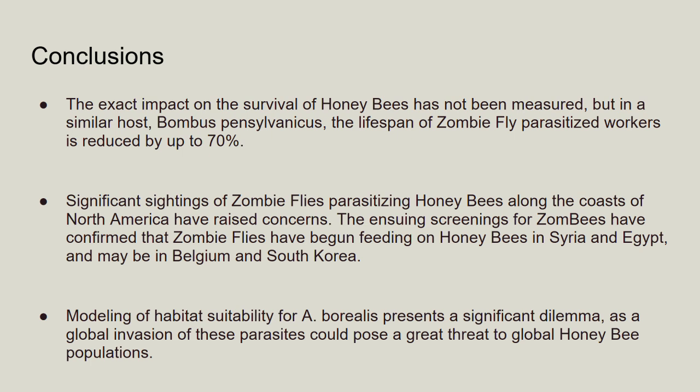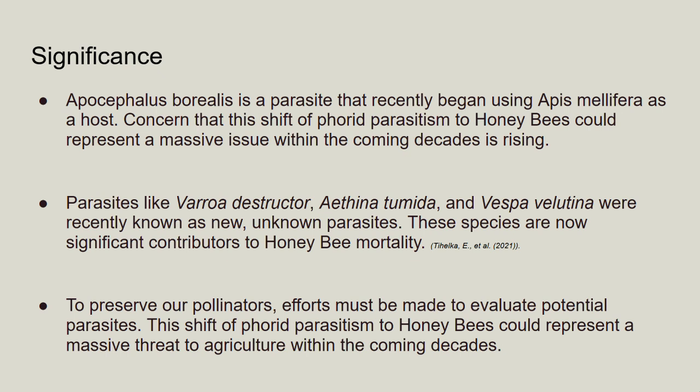Now, the significance of all of this. We know that Apocephalus borealis is a parasite that recently began using Apis mellifera as a host within the last decade, approximately. There's a concern that the shift to parasitizing a colonial organism like honeybees could lead to possible extinction for the honeybee. We know this because parasites like Varroa destructor, Aethina tumida, and Vespa velutina were once relatively unknown parasites that we were observing distantly, just like this.